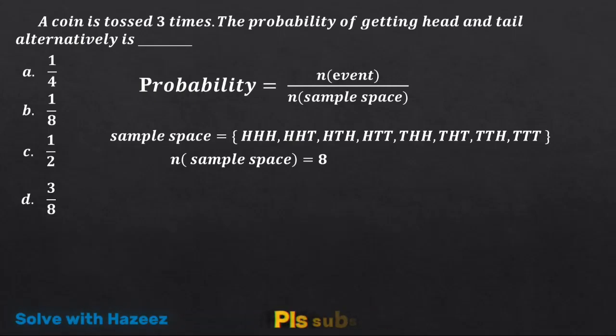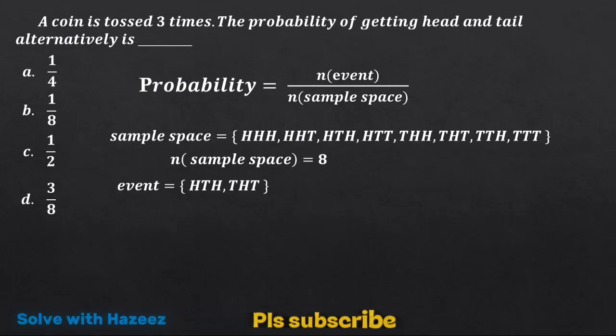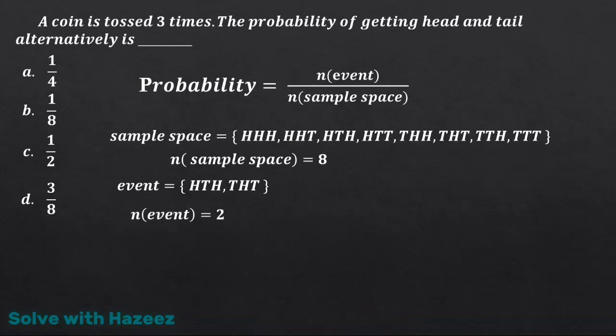So now checking this sample space, we can see that this happens 2 times. That is, head, tail, head, or tail, head, tail. So the number of events is just 2.